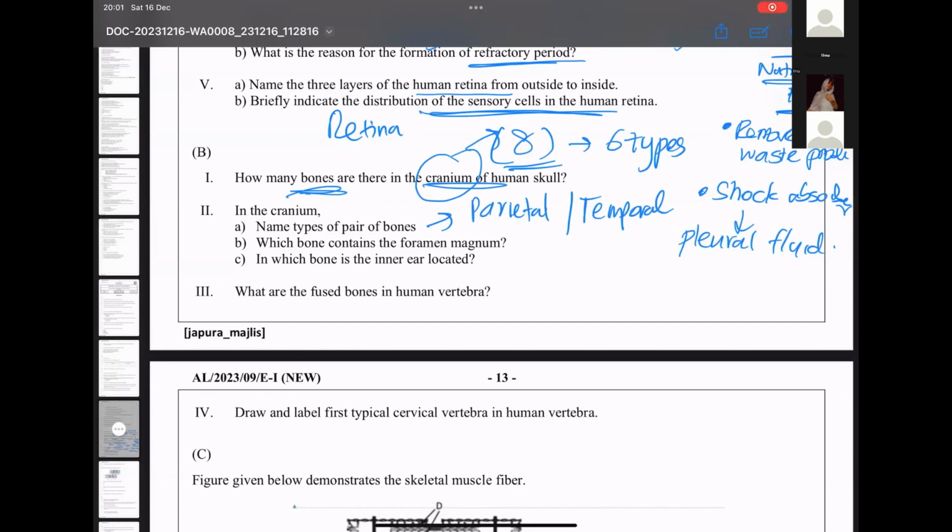Which bone contains the foramen magnum? Foramen magnum means, so in your skull, if you have your skull, you can clearly see it.